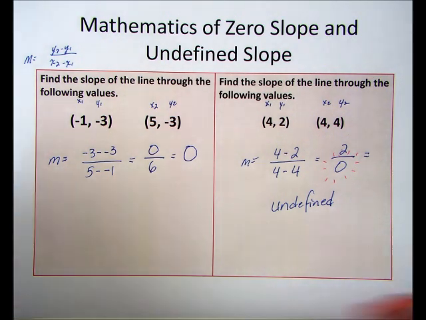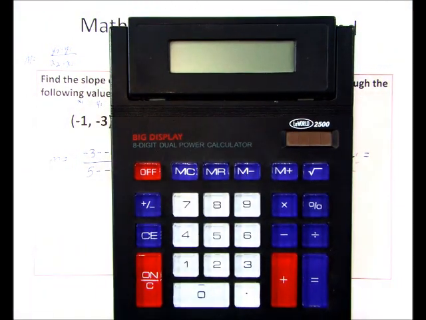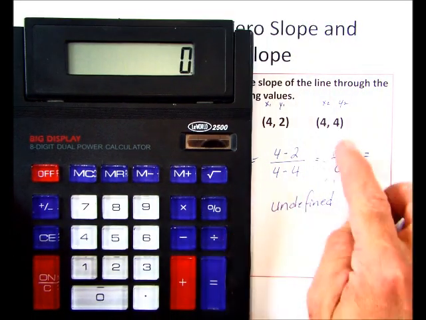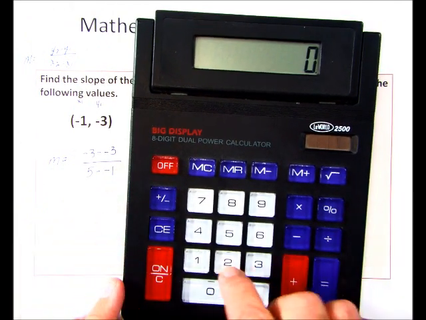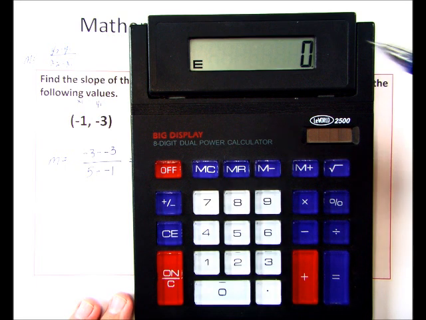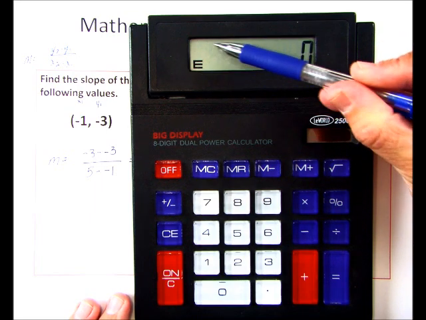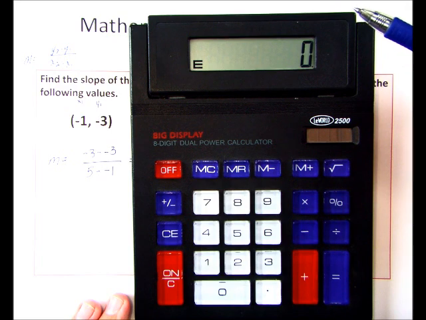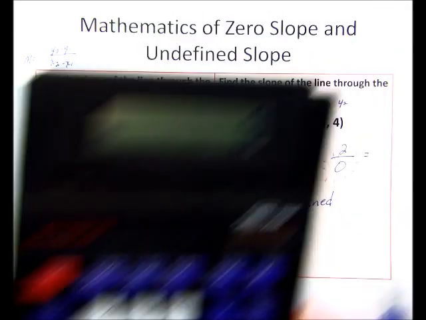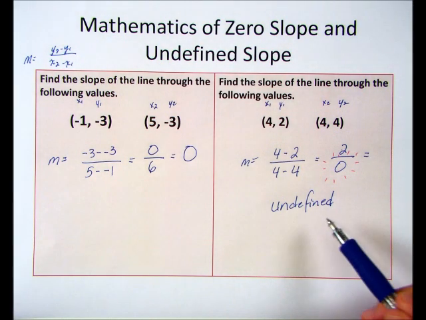Let me further illustrate that. I'm going to pull out my really big calculator here, which doesn't have very many advanced features, but should be fine for illustrating this point. Again, 2 divided by 0. I am going to put in 2 divided by 0. Now you have to watch carefully because you might think it's 0, but you're wrong. It is actually E for error, because you can't divide by 0. Again, you cannot break things up into 0 parts. So with that in mind, that's how come this one is undefined.